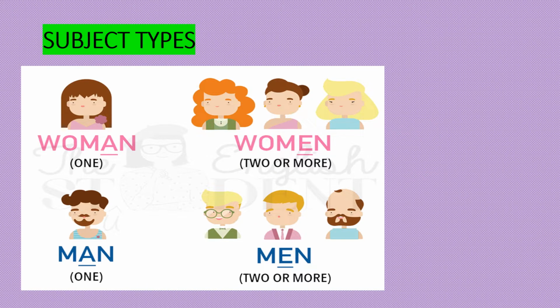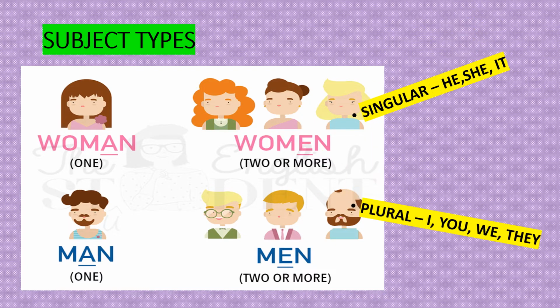So moving on to the subject types, there are two types of subjects. The first is the singular subject, which is he, she, or it, and plural subject is I, you, we, they. Now here, I and you are an exception. So singular subjects will be used for one person. Example, a woman or a man. And plural subject, on the other hand, will be used for more than one person, which is women, which is more than one here, and men, which is more than one.